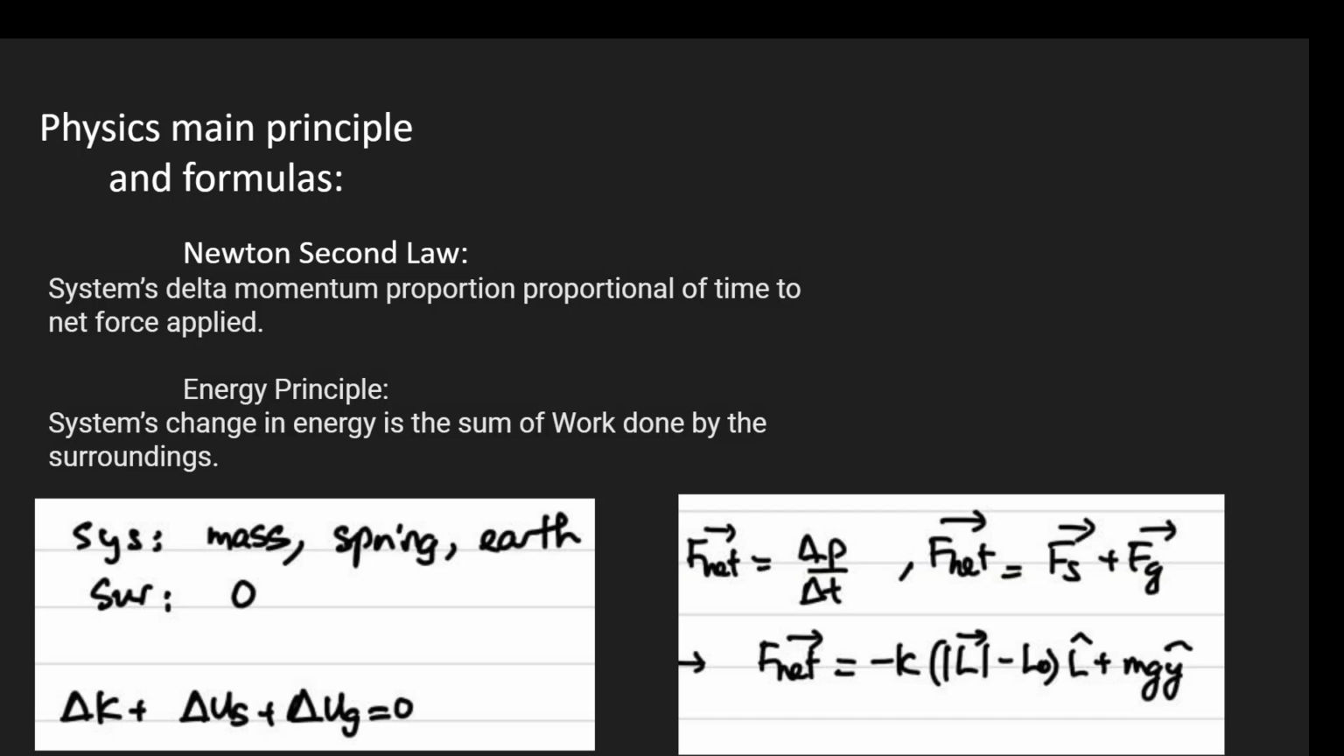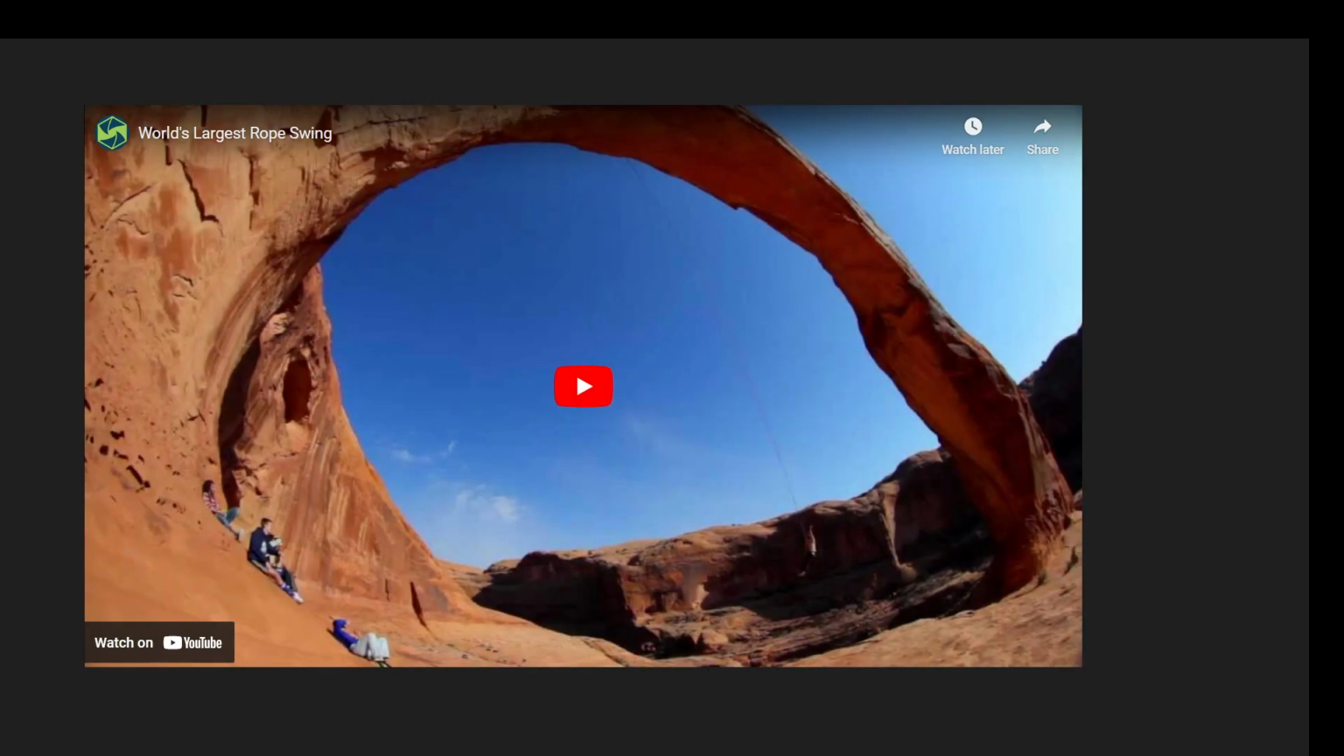The main physics principles and formulas are that the system's change in momentum is proportional to the time interval times the net force applied, which is Newton's second law, and that the system's change in energy is the sum of the work done by the surroundings. And I'm going to give the video of the world's largest rope swing.